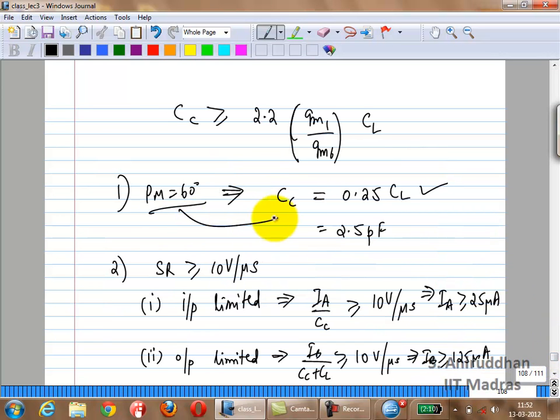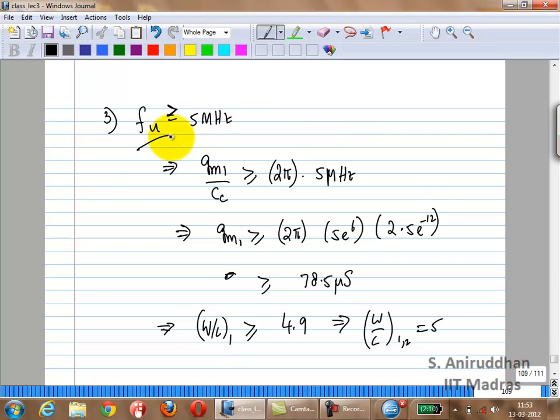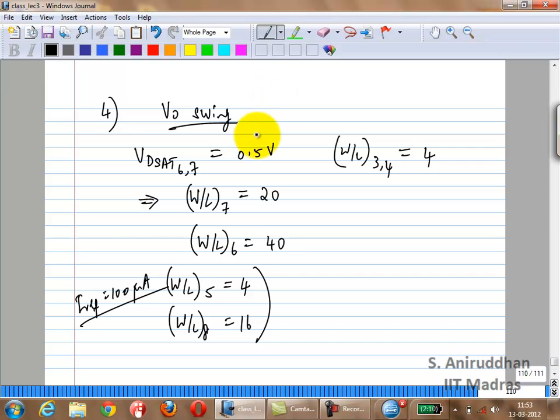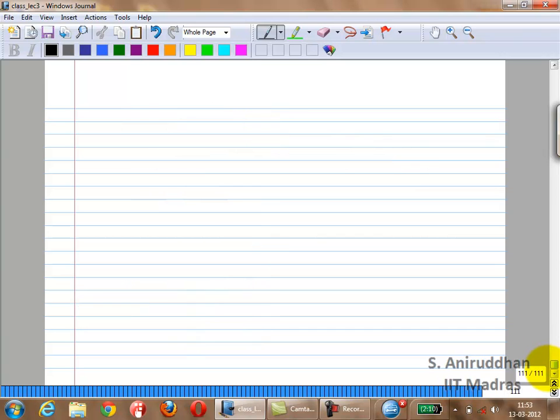Phase margin sets CC. Slew rate sets IA and IB, the bias currents. FU sets W over L 1. The output swing sets W over L of the others. DC gain sets the L's. Right? This is the fourth one, fifth one. Yeah, we'll go back and check. Okay, first let's do a first cut design. Then we'll go back to the checks after this.